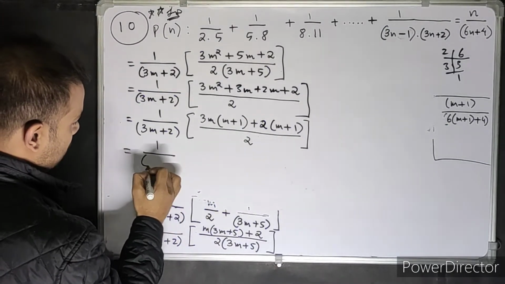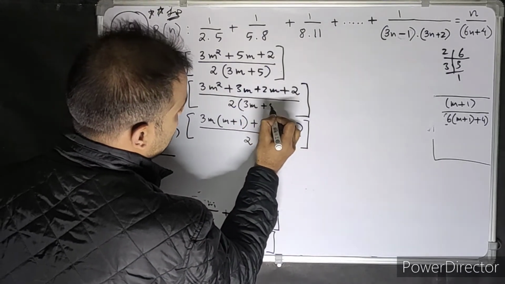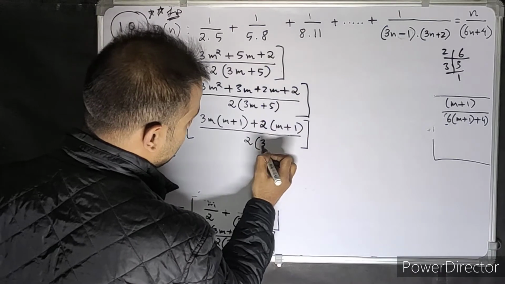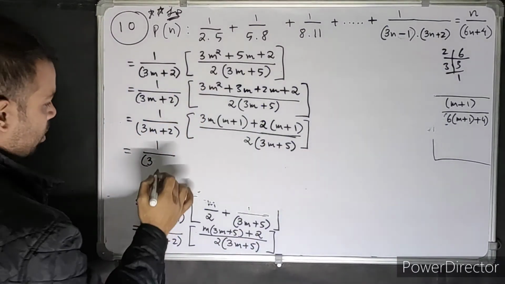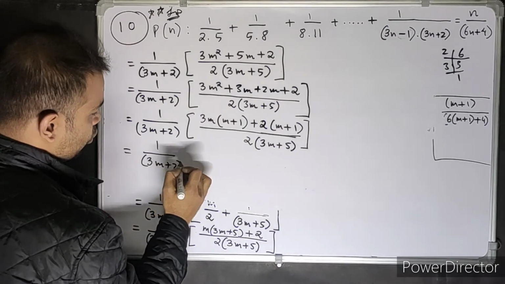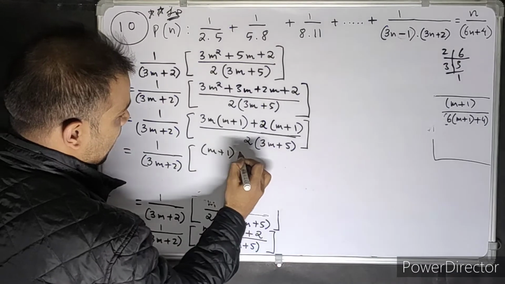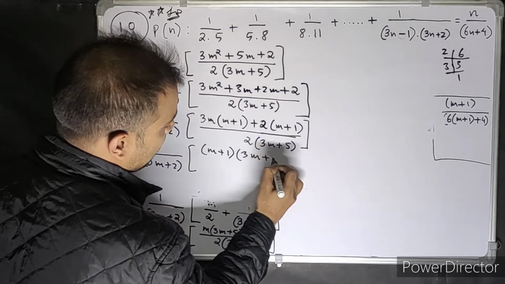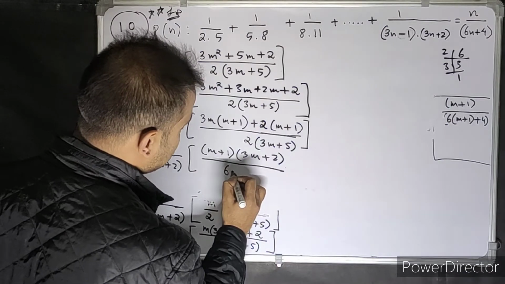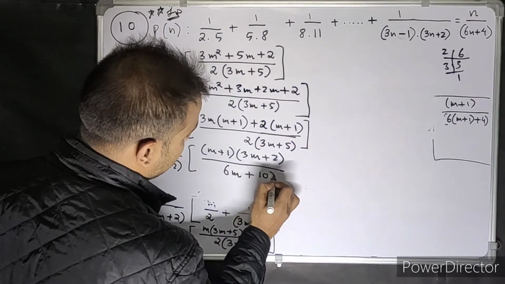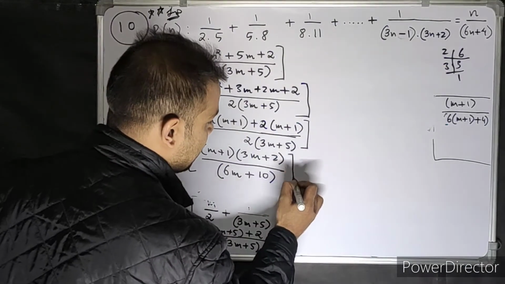It's 1 by 3. Okay, I didn't write this part, sorry. 3m plus 5, you have to write the denominator. 3m plus 5, sorry, mistake. Okay, please don't make that mistake. Plus 2. Okay, now from here you're getting m plus 1 and you're getting 3m plus 2 as the numerator, and down here you're getting 6m plus 10, right? Multiply that, no problem. 6m plus 10.